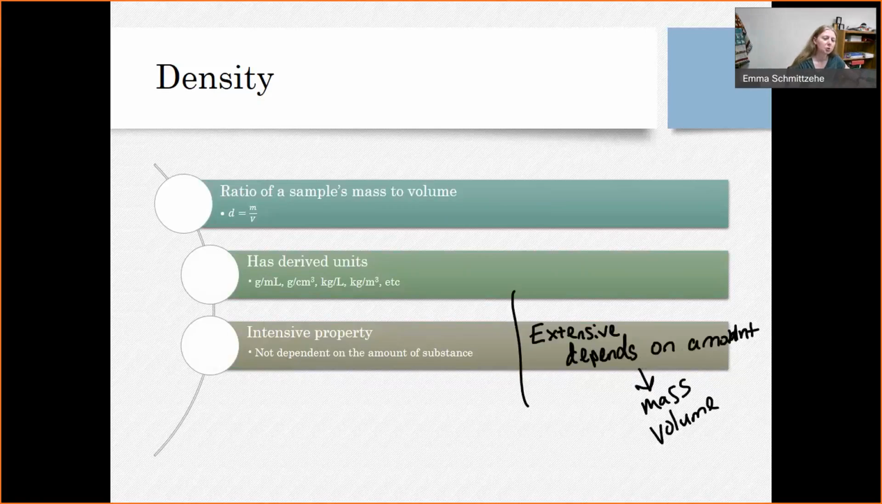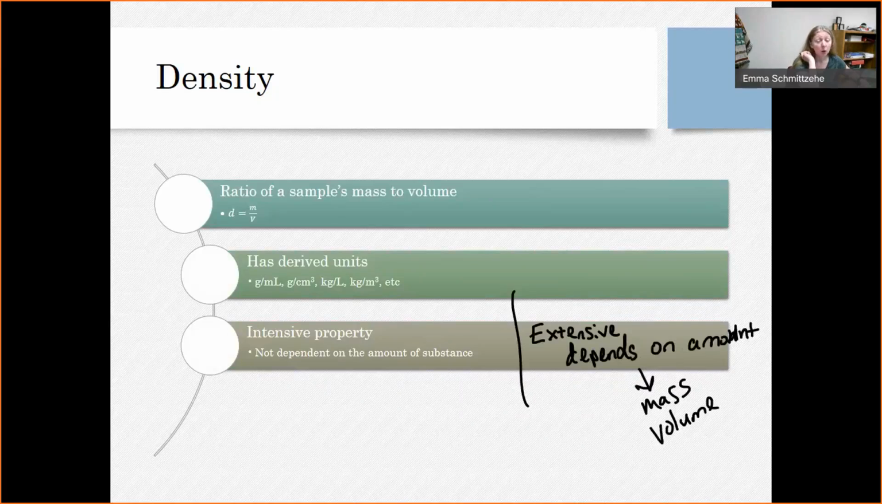So that's just an important concept. The reason that we talk about density being an intensive property and it doesn't depend on the amount, and why that would be important, is because then it helps you, at least some of the times, identify what you have, or at least narrow down the possibilities.